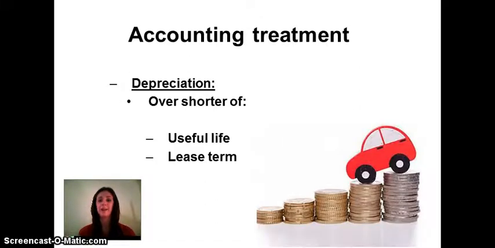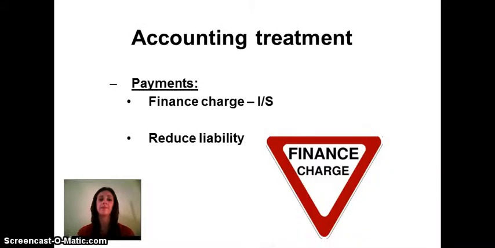This asset needs to be depreciated. So for example, if you're thinking about that car again, you're just going to depreciate it over the years, as you normally would. So it's going to be over the shorter of the useful life and the lease term. So whichever period is shorter of the useful life and the lease term is what you're going to depreciate over. So again, you're going to need to recognise the asset and then also charge this to the income statement.